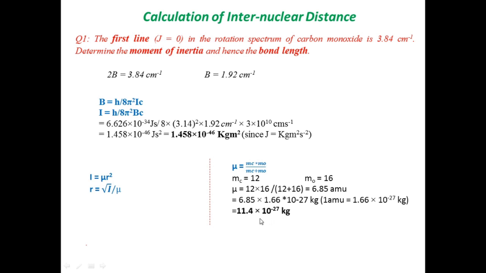And this value and the value of I also, substituted in this equation, we will get an expression for r. That is, r is equal to root of I by mu. Then we will get a value of 1.13 into 10 to the minus 10 meter, and that will be equal to 1.13 angstrom. So we calculated the bond length of 1.13 angstrom for carbon monoxide.